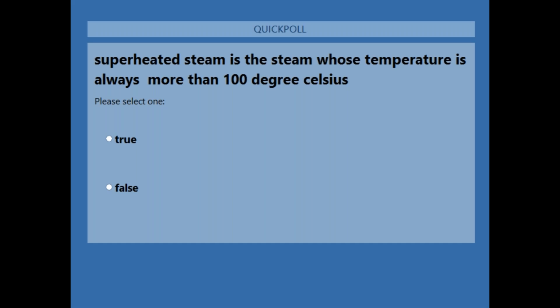I talked about the heating of water at the boiling point. Superheated. So steam becomes superheated.